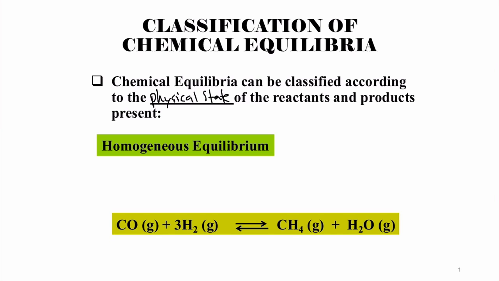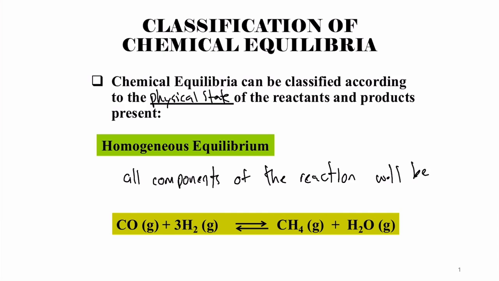All the reactants and products in this equilibrium are going to be in the same physical state, meaning they're all going to be in the gas state or liquid state or solid state or the aqueous phase, right? So all components of the reaction will be in the same physical state.